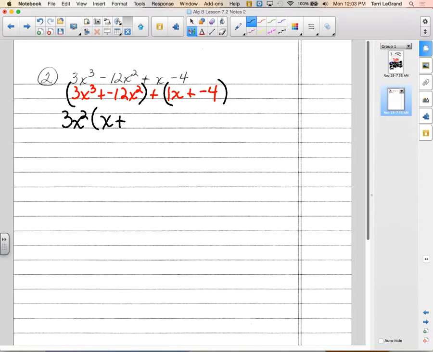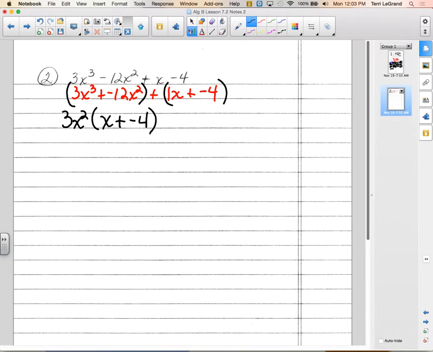What is negative 12x squared divided by 3x squared? Negative 4x? Isn't x squared divided by x squared, don't those cancel out? So isn't it just negative 4? Okay, remember what I said. If you just do a mental math distributive property, would it take you back to those 2 terms? 3x squared times x is 3x cubed, 3x squared times negative 4 is negative 12x squared. That's what you want to do.